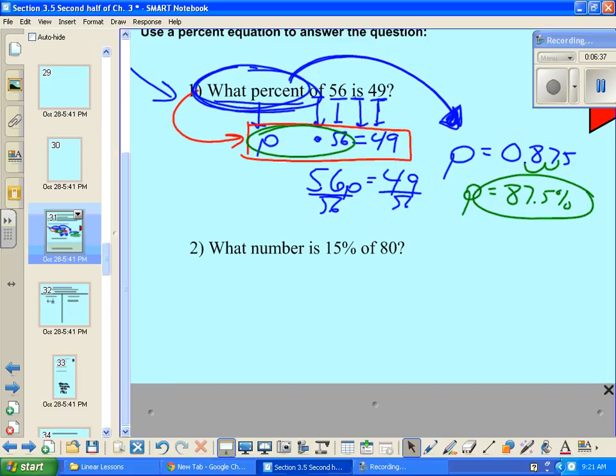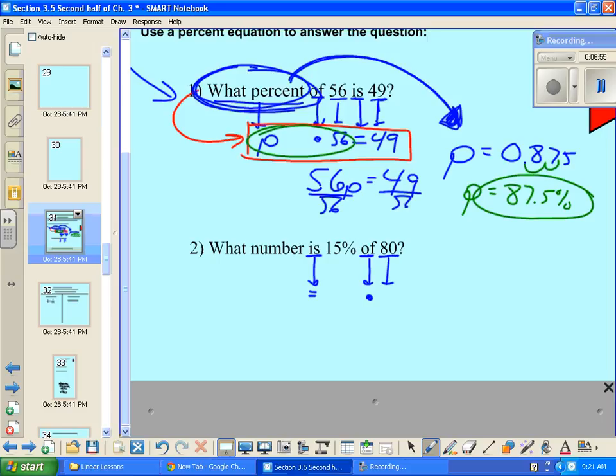Let's look at another one here together on this page. This one says, what number is 15% of 80? In this case, again, we'll look for those keywords. Of means multiplication, so I'm going to drop that down. I'm going to put a little multiplication sign here. Is an equal sign, and that's what's going to make this an equation.